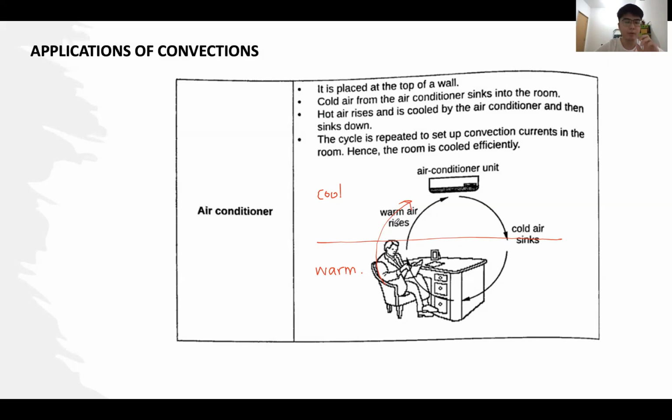Every object gives out a certain degree of radiation. Even the human body gives out radiation, meaning that from time to time it gives out heat energy. Every object around you gives out a certain amount of heat energy. So the air closer to the ground is always warmer than the air above. Warm air rises, cold air sinks. Again, you have a convection current, and the room is cooled uniformly.